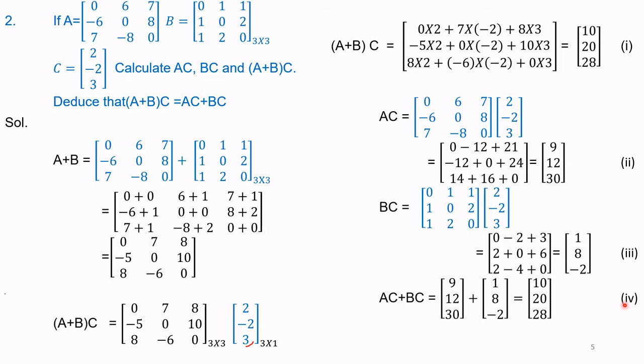Now we have to compare with our previous result, that is equation 1. Compare equation 1, that is A plus B within brackets into C, and equation 4, that is AC plus BC. We find that it is 10, 20, 28. Here also it is 10, 20, 28. Therefore, left hand side is equal to right hand side. Therefore, A plus B into C is equal to AC plus BC. Now we will take up the next problem.